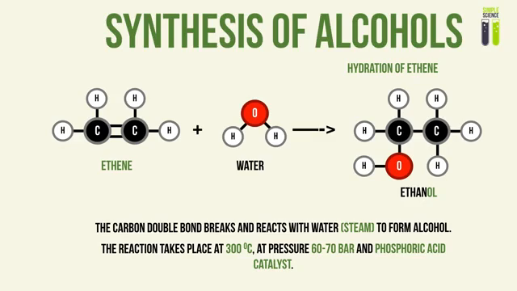The synthesis of alcohols can go a different way, and this is a method that we looked at previously in the chapter on alkenes, and this is known as hydration. This is when we react water with ethene in the form of steam to form an alcohol. This reaction takes place at a very high temperature of 300 degrees Celsius and at a pressure of 60 to 70 bars, with a catalyst of phosphoric acid.